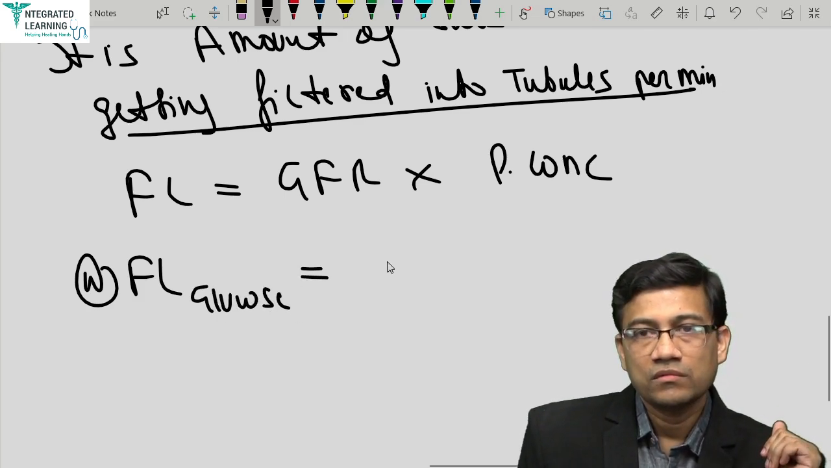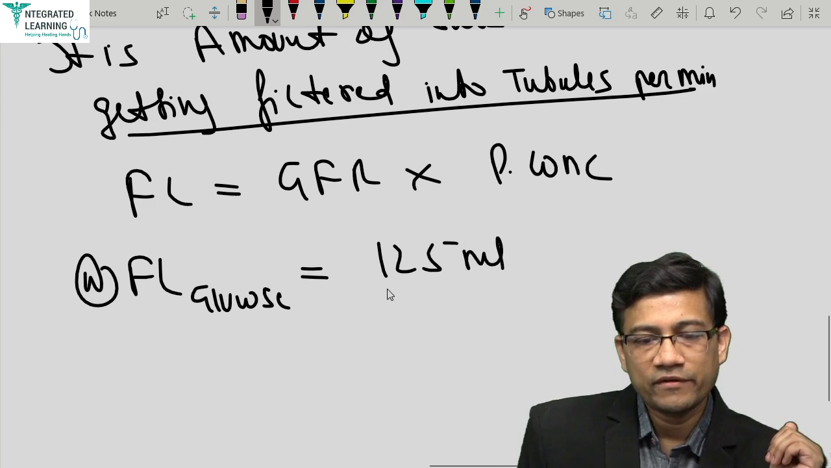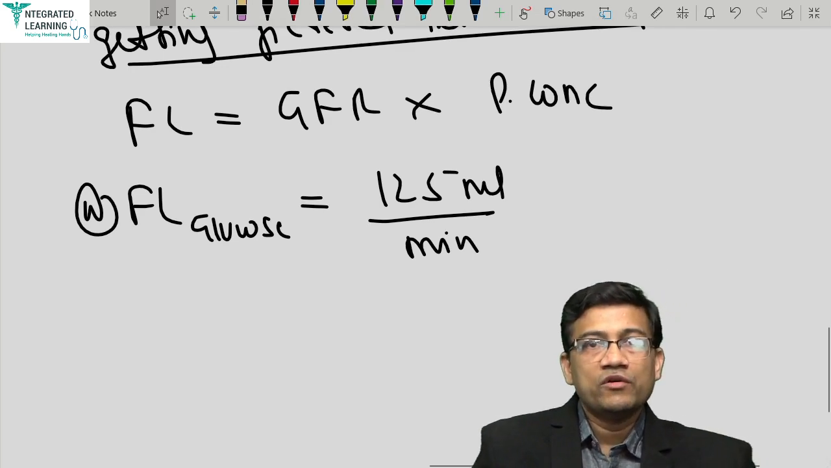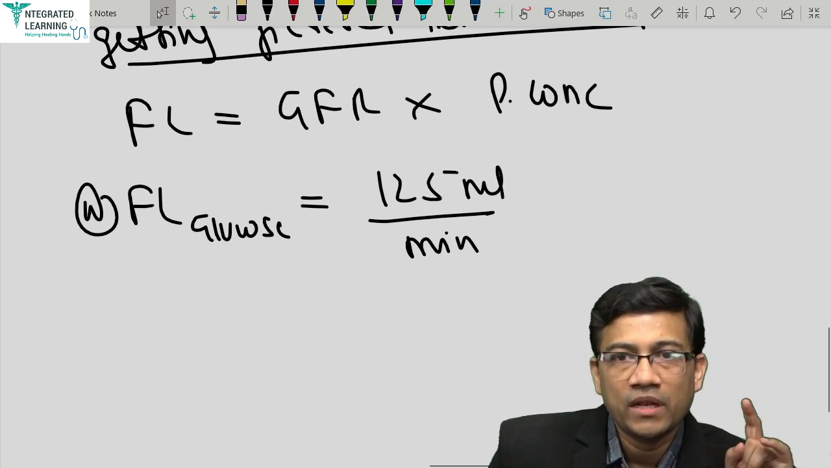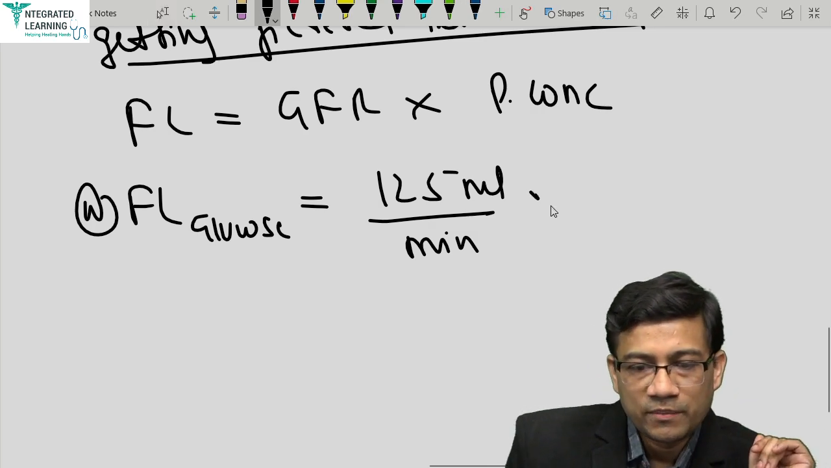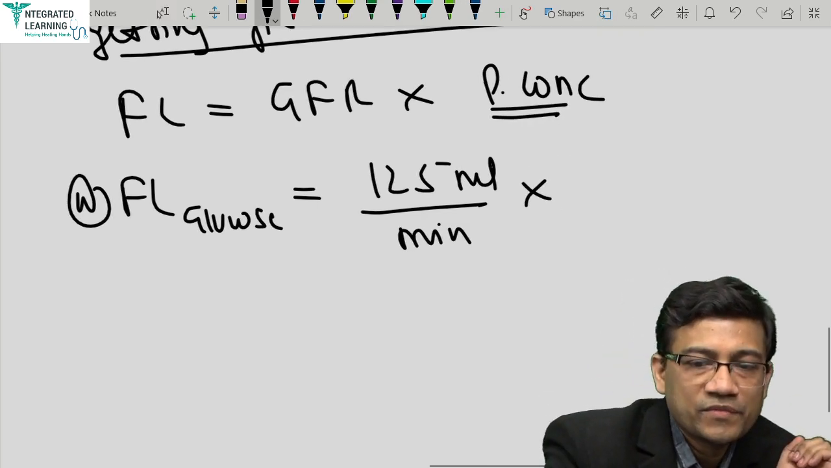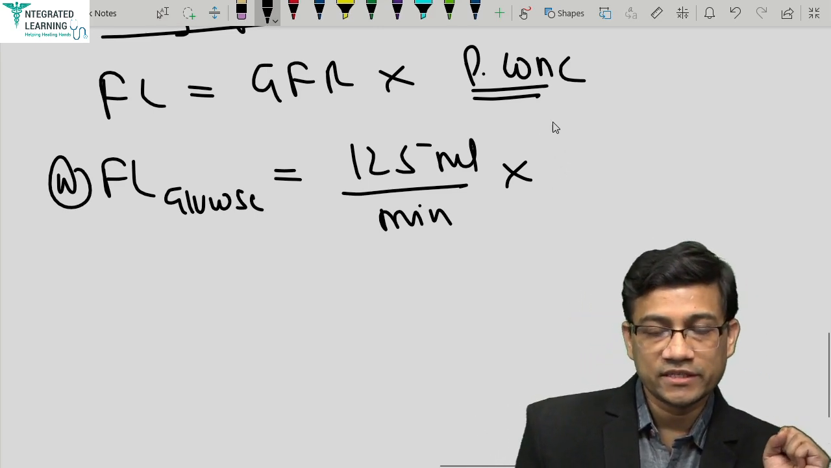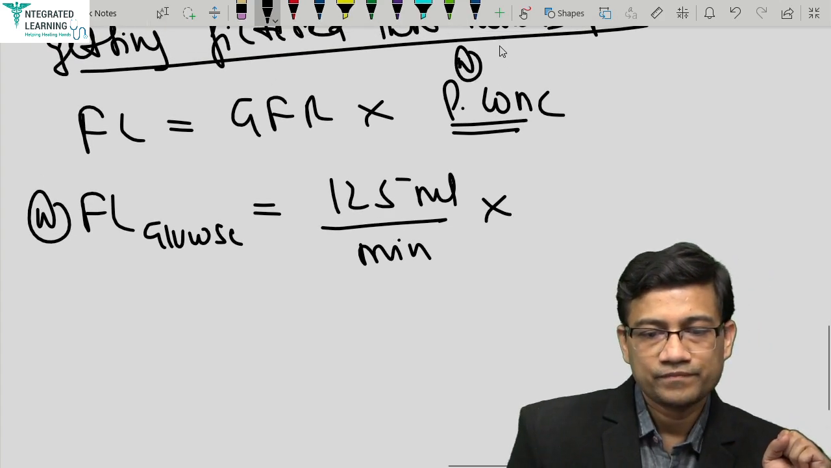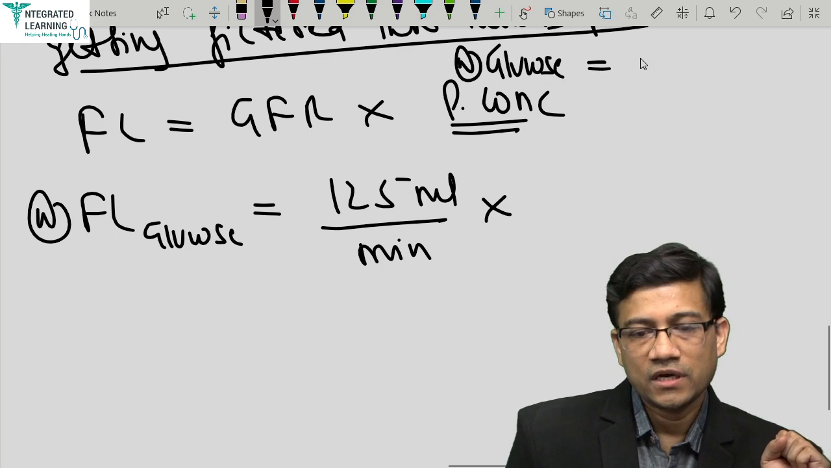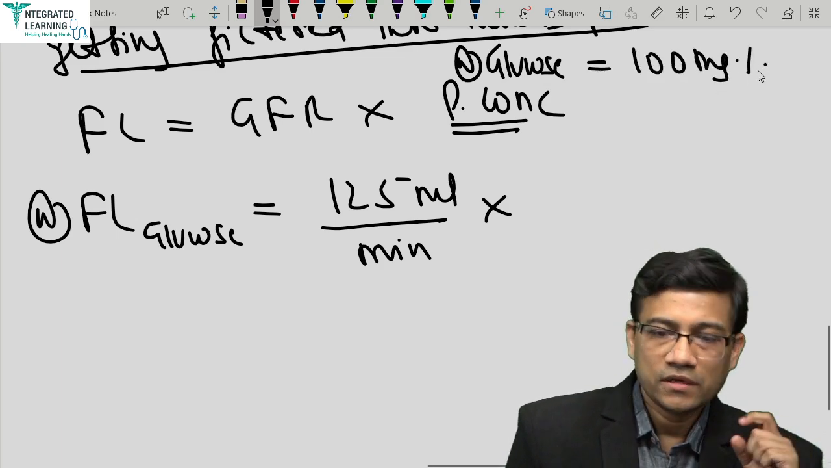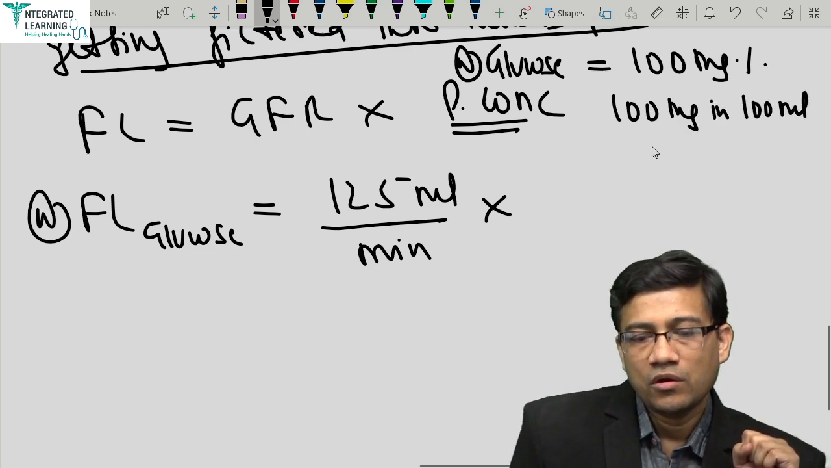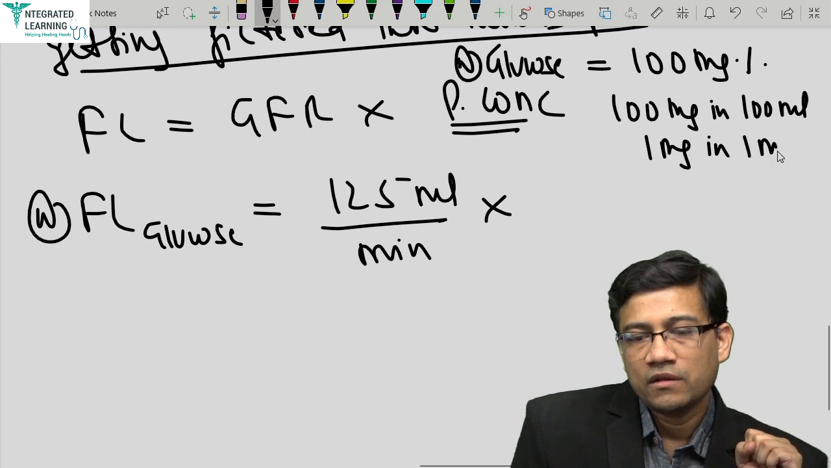Normal GFR is 125 ml per minute. So what is the normal value of the FL of glucose? You multiply with the plasma concentration. The normal plasma concentration is, let's say, 100 milligram percent. That means 100 milligram in 100 ml, or 1 milligram in 1 ml.